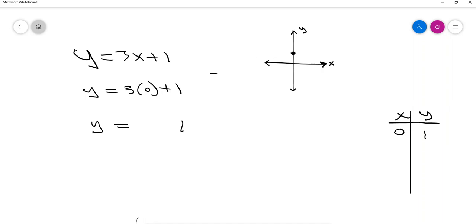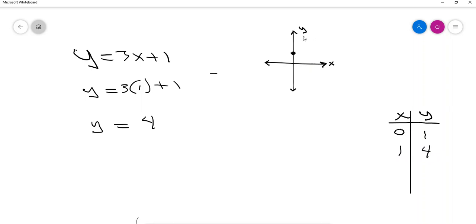Then I'm going to come back over here and do that again. I'm going to let x be equal to 1. So 3 times 1 plus 1. 3 times 1 is 3, plus 1 is 4, so I get y equal to 4. So when I put 1 in for x, y was equal to 4. So I have this ordered pair of numbers again.